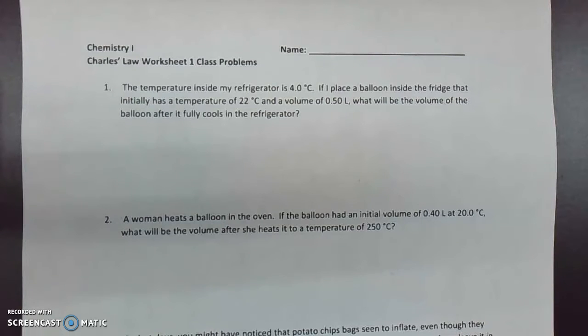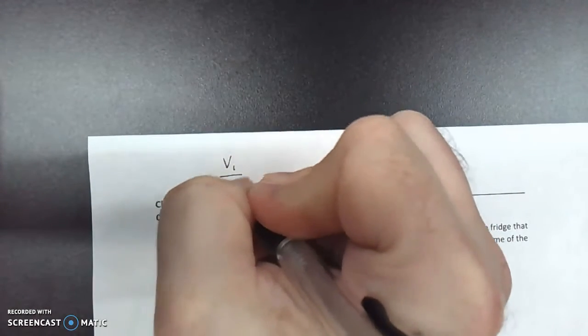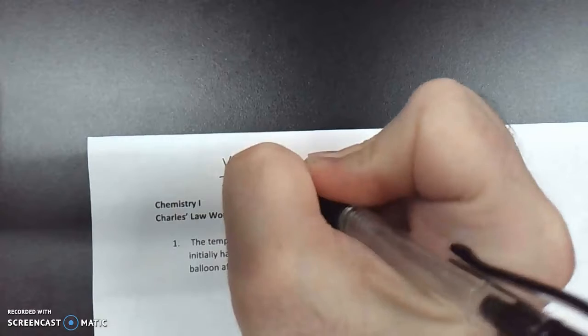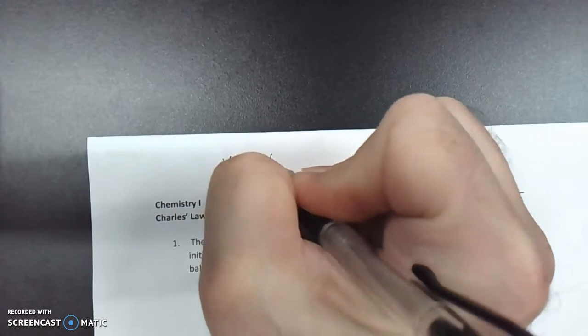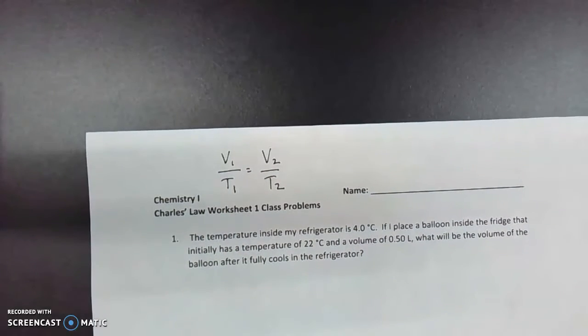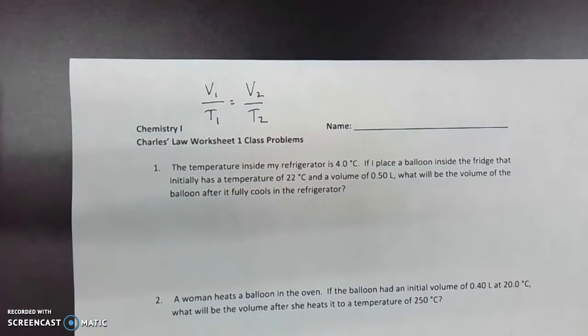This worksheet we're going to use as in-class example problems. This would be in your homework packet, not your original note packet that I gave you at the beginning of the school year. So all of these problems are going to use Charles' Law, which if you remember is V1 over T1 is equal to V2 over T2. All temperatures must be in Kelvin and the volume units have to be the same.